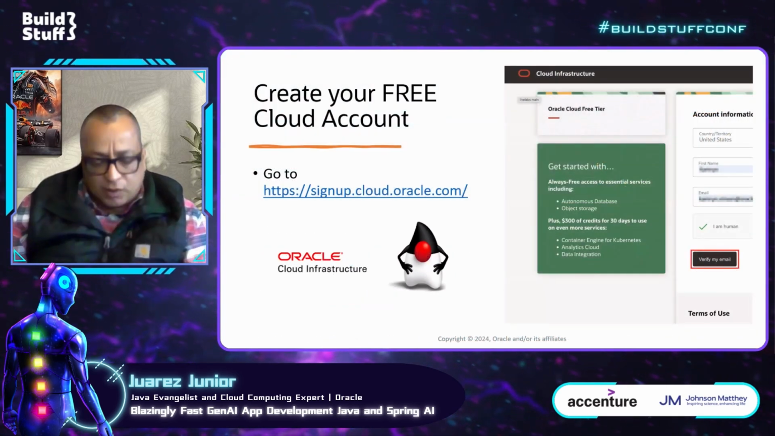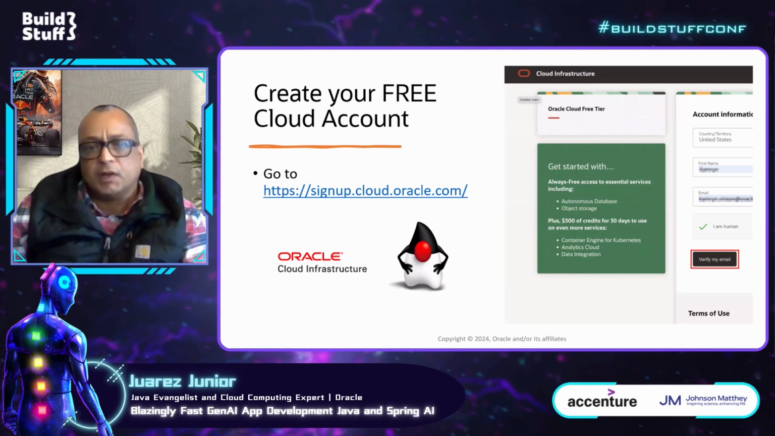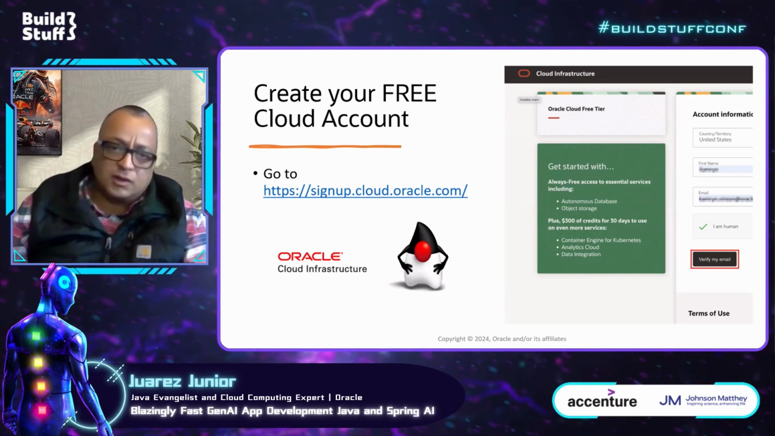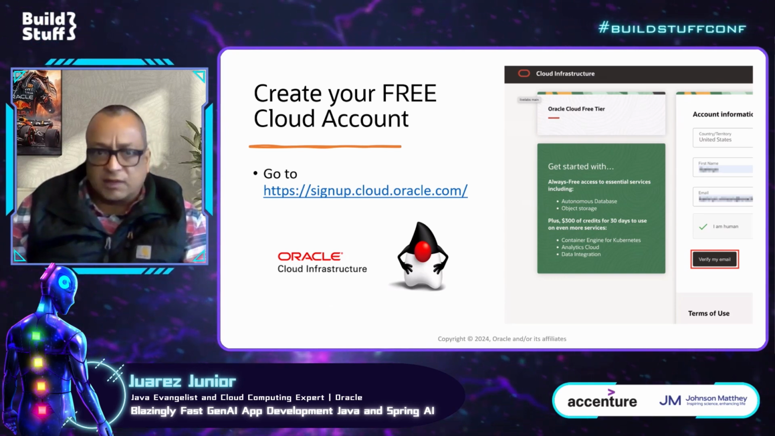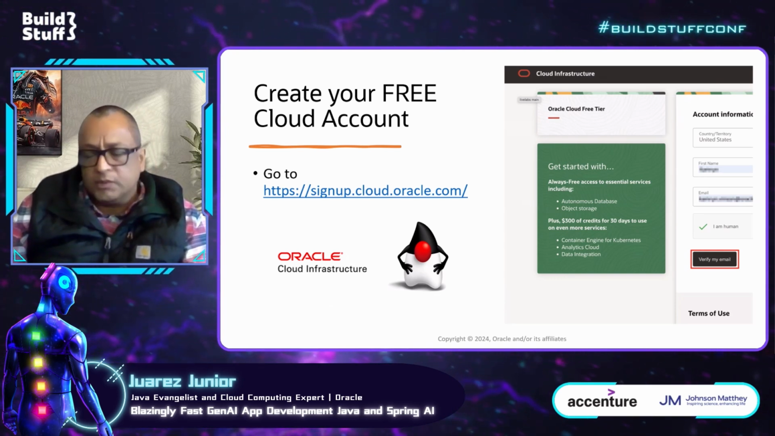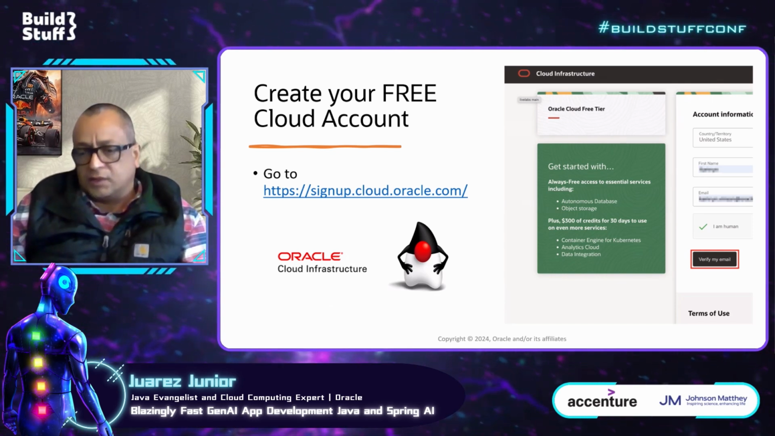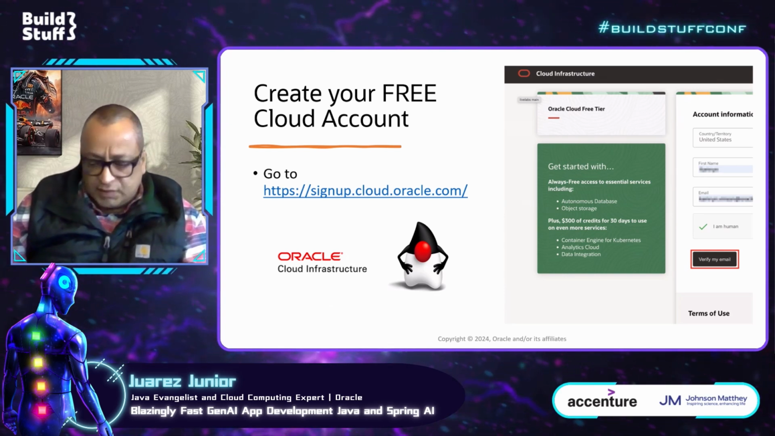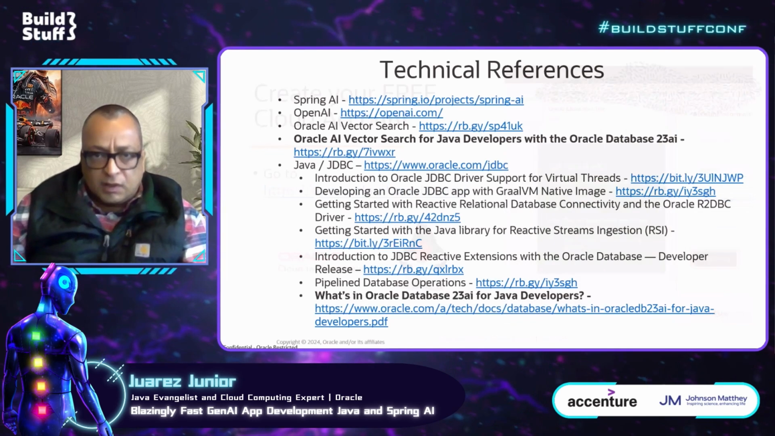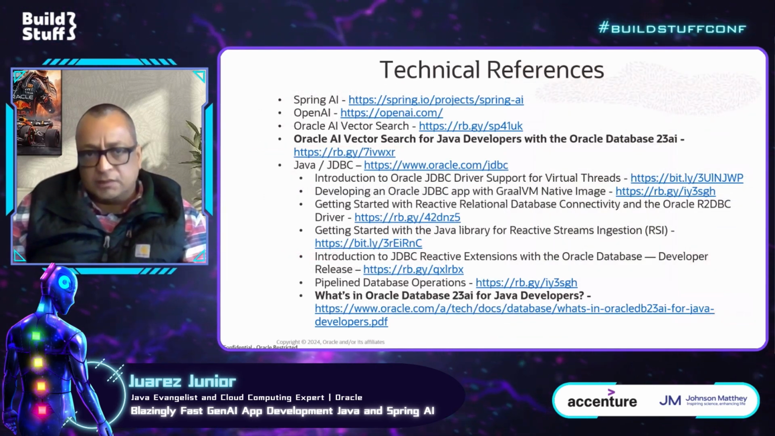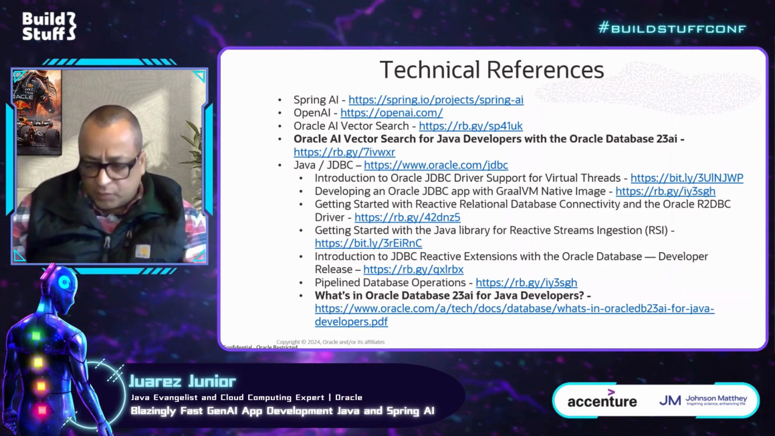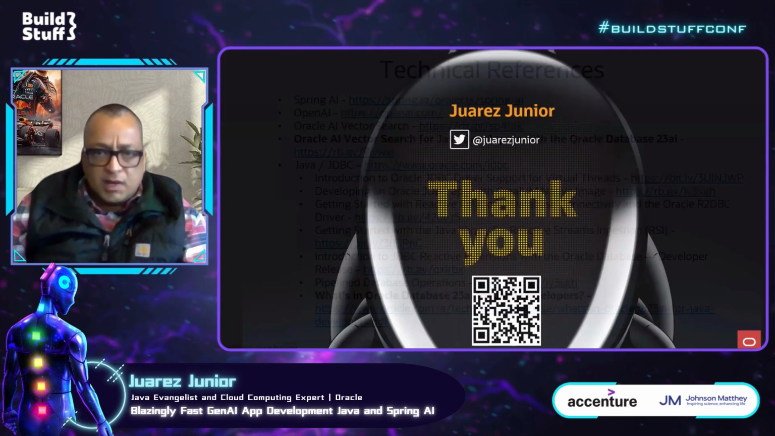We also have the Oracle Cloud Infrastructure, and you can get access to always free services, lifelong ones. You can get a couple of autonomous databases with storage limits. If you happen to have a side project, or if you want to explore this technology, this is a good opportunity as well. All the technical references are here regarding Spring AI, OpenAI, and AI Vector Search, with pointers to some blog posts and documentation. And that's it.